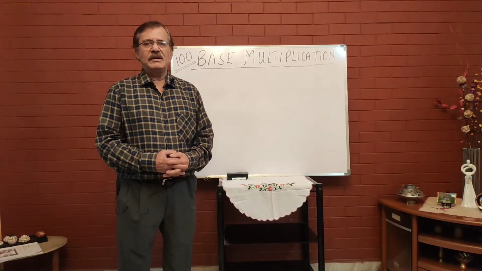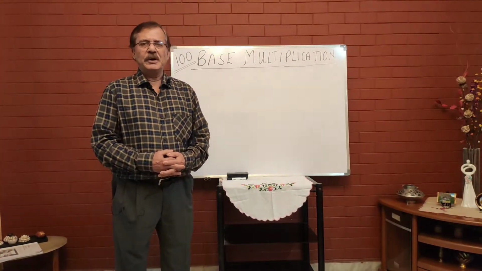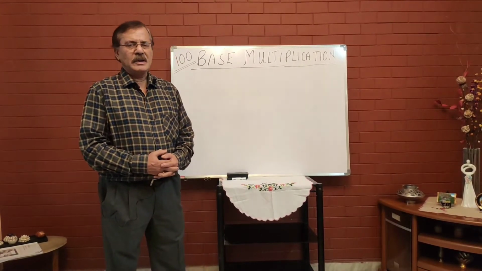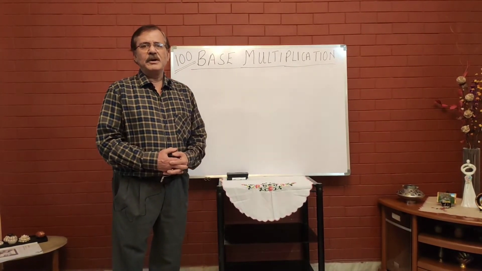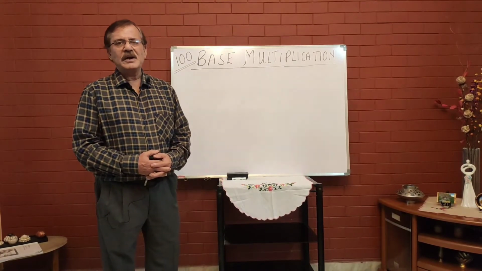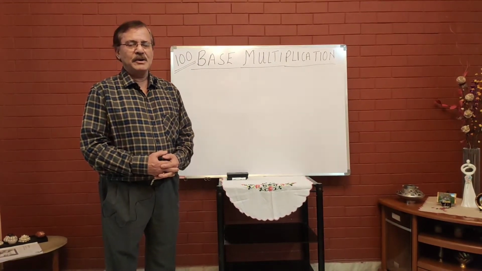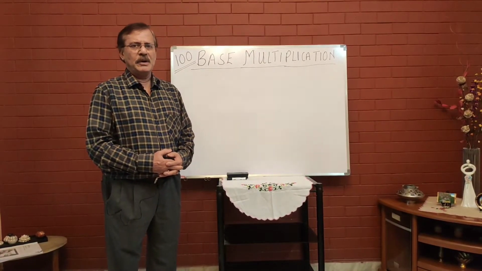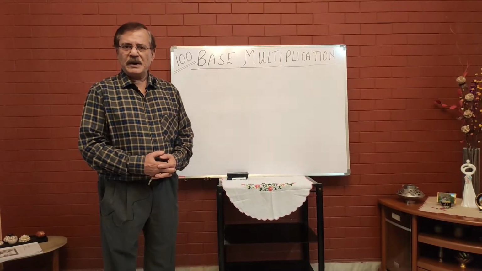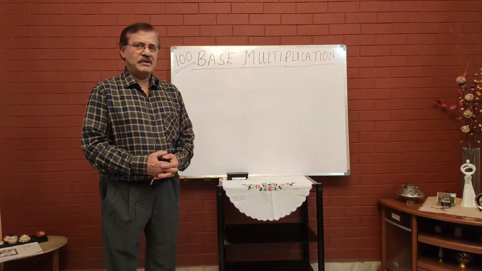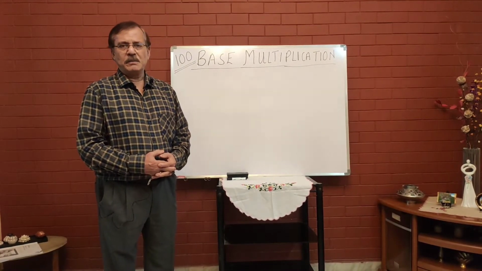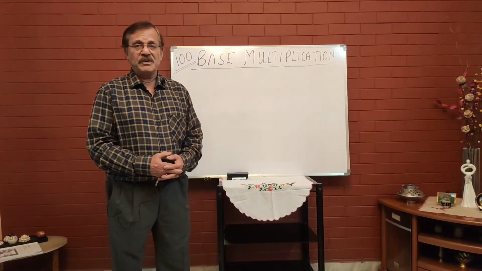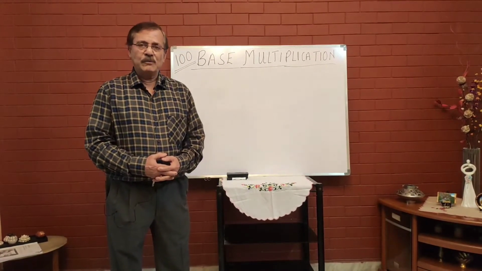I am Charles sir, and in this tutorial I am going to present before you base multiplication. Base multiplication means numbers which can be multiplied and which are close to 100. Like for example 92 multiplied by 94, very fast, 89 multiplied by 98, 104 multiplied by 106, and so on and so forth.